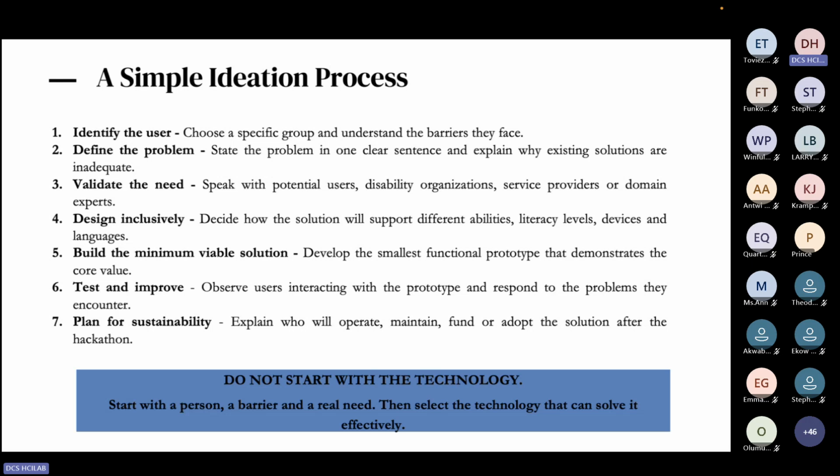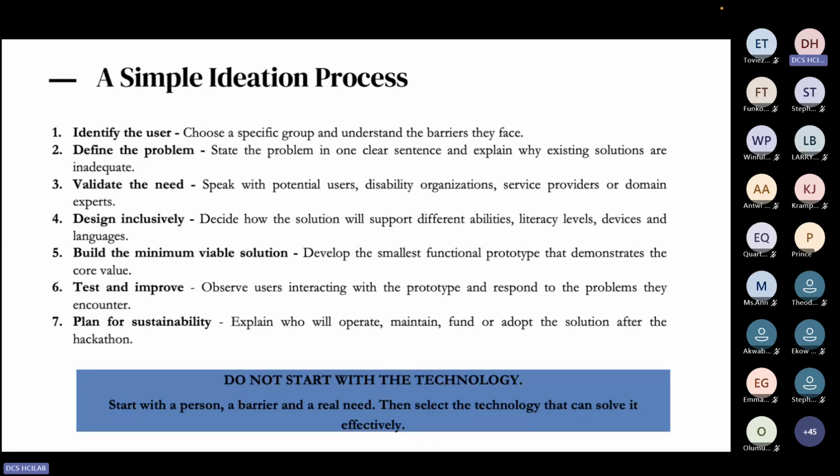Then develop the smallest functional prototype that demonstrates the core value. Of course, number 5 is not expected to be handled at this stage, where you're only supposed to submit your proposed solution. And then observe users interacting with the prototype and respond to the problems they encounter. Plan for sustainability. Explain who will operate, who will maintain, who will fund or adopt the solution after the hackathon.